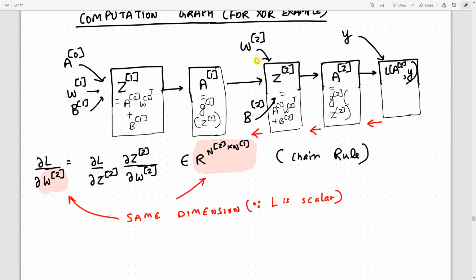Now, again, if you look at the dimensions, the loss L is a scalar, and W2 is of the dimension n2 cross n1. As we go about discussing the generalized Jacobian soon, you'll see that these dimensions should match up. So the dimension of del L by del W2, since L is a scalar, should match the dimensions of W2, which is n2 cross n1.